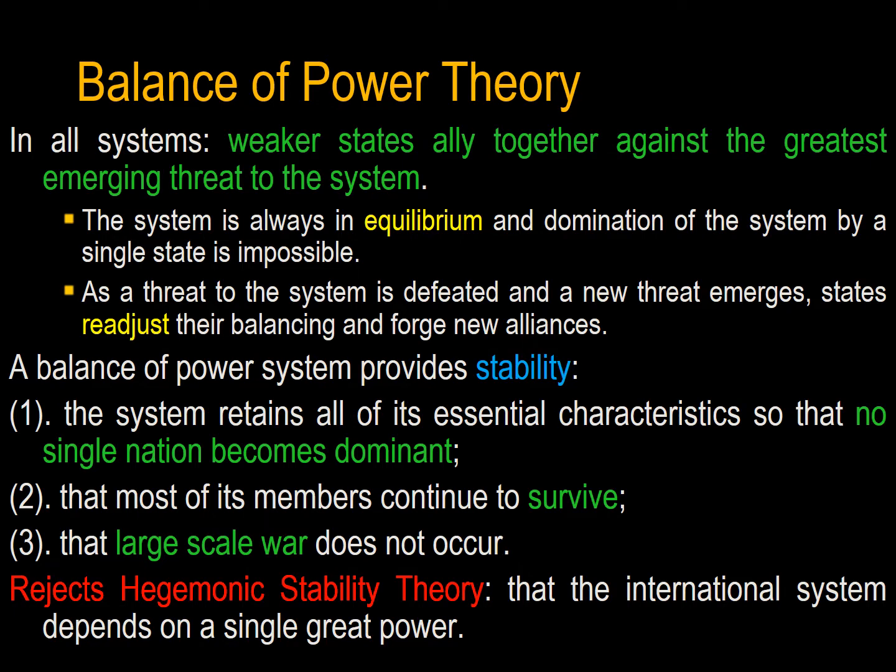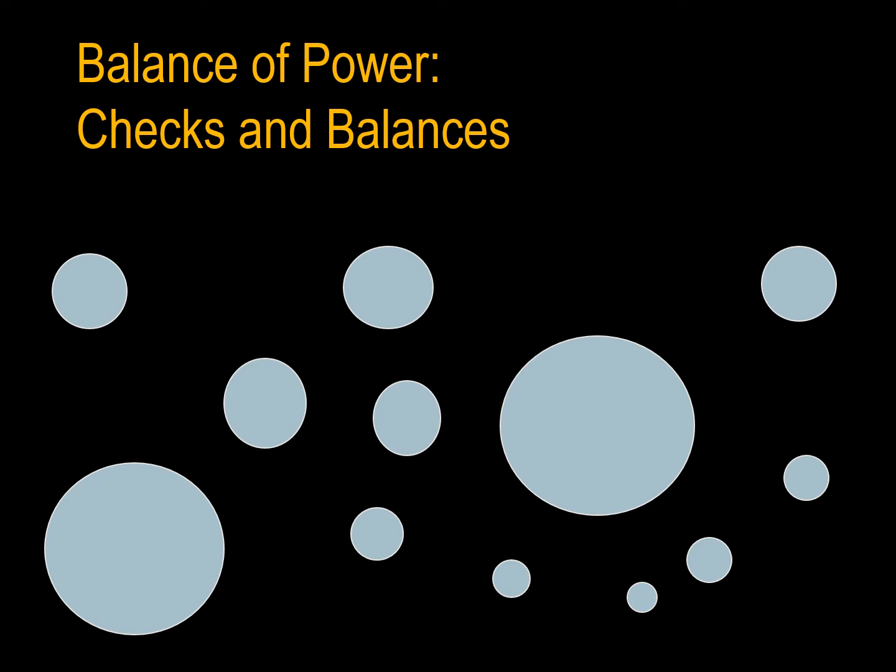Number three, that large-scale war does not occur. Now, this rejects an assumption that we're going to see in a later lecture. So here we have a balance of power system. We have a number of different circles that represent countries of different power and size.